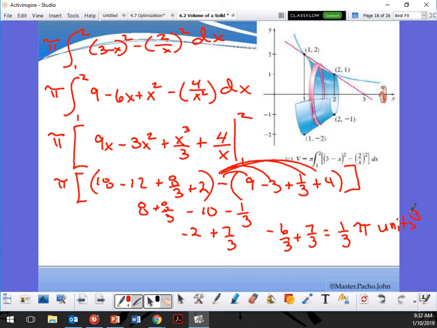Okay, so we're going to stop there, and I'm going to finish the rest of this tomorrow. And tomorrow, I believe, we're going to be doing the shifting of either parallel to the x-axis or perpendicular.